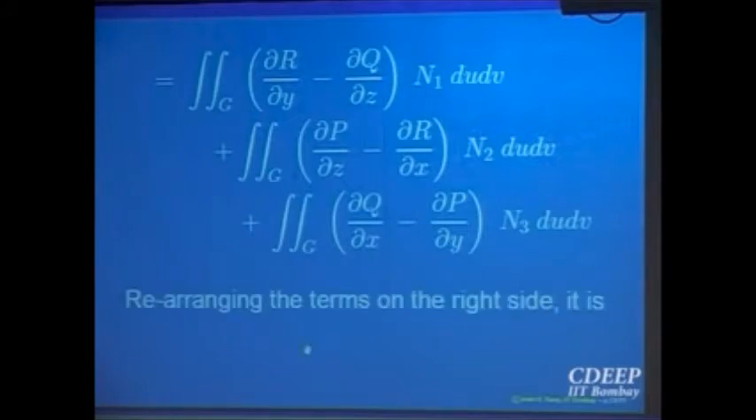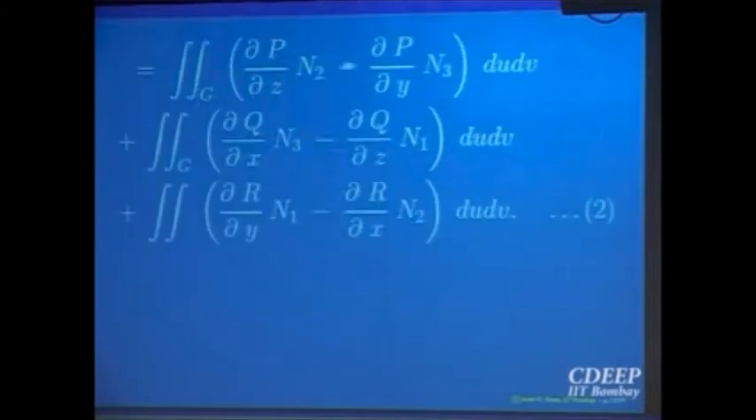So let us see what the right hand side looks like. Let me just rearrange the terms here. Why do I want to rearrange the terms? Because P is coming here, P coming here. We collect the terms which are of P together, of Q together, of R together. So this is the partial derivative of R with respect to Y minus the partial derivative of R with respect to X. So this times N1 minus this times N2 du dv, and similarly the other terms. So rearrange the terms so that you have the terms of P together, the terms of Q together and the terms of R together. So this is my left hand side, curl F dot N dS.